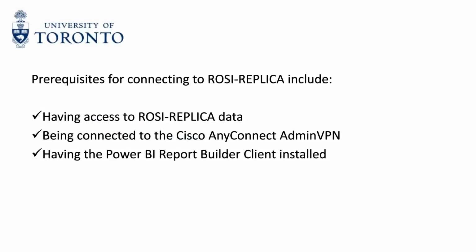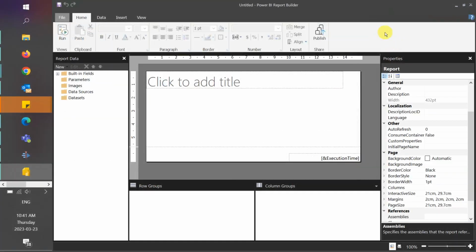Once you have access to ROSI-REPLICA data and are connected to the VPN, you need to have the Power BI Report Builder application installed. We have a video link below to help guide you through the installation process. So let's launch the Power BI Report Builder client.